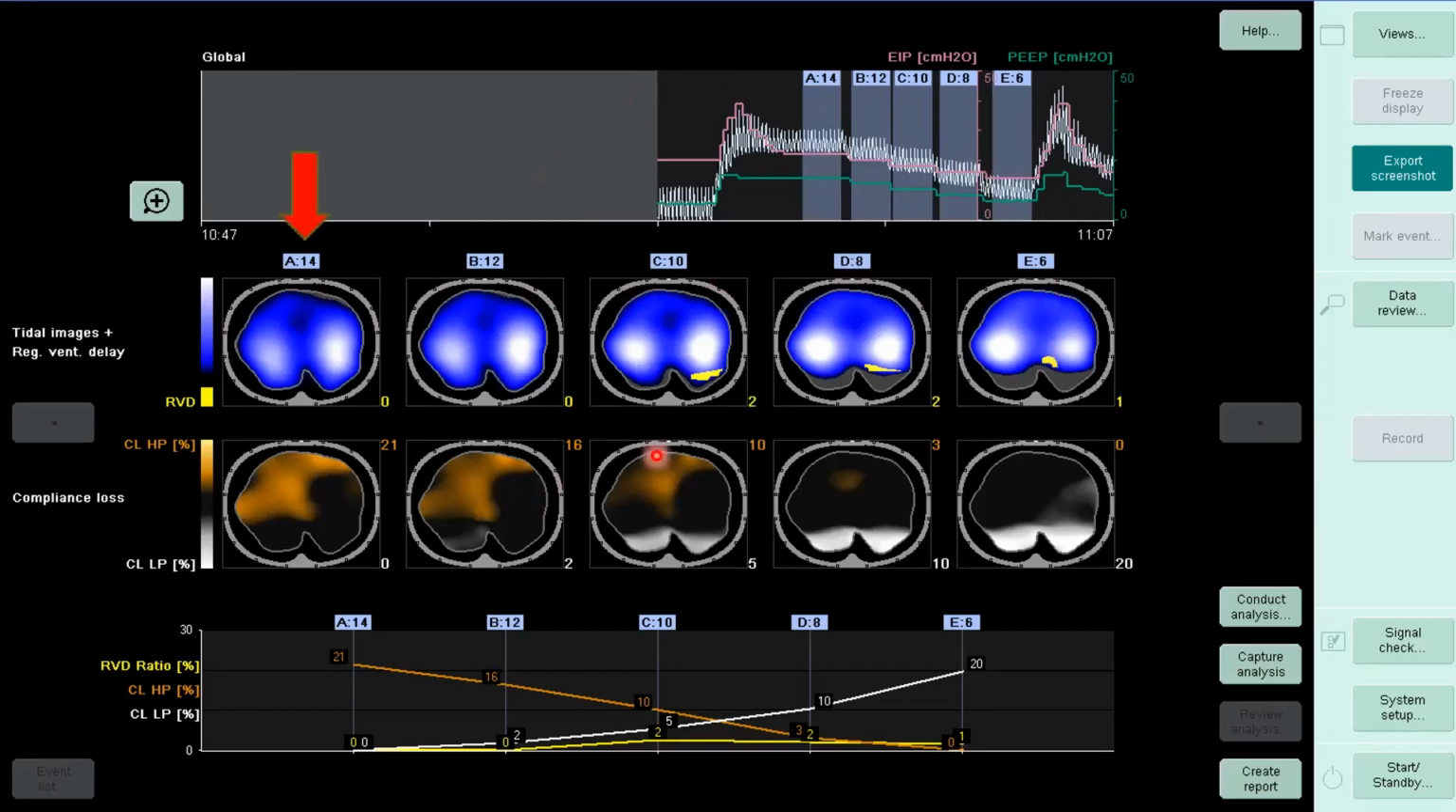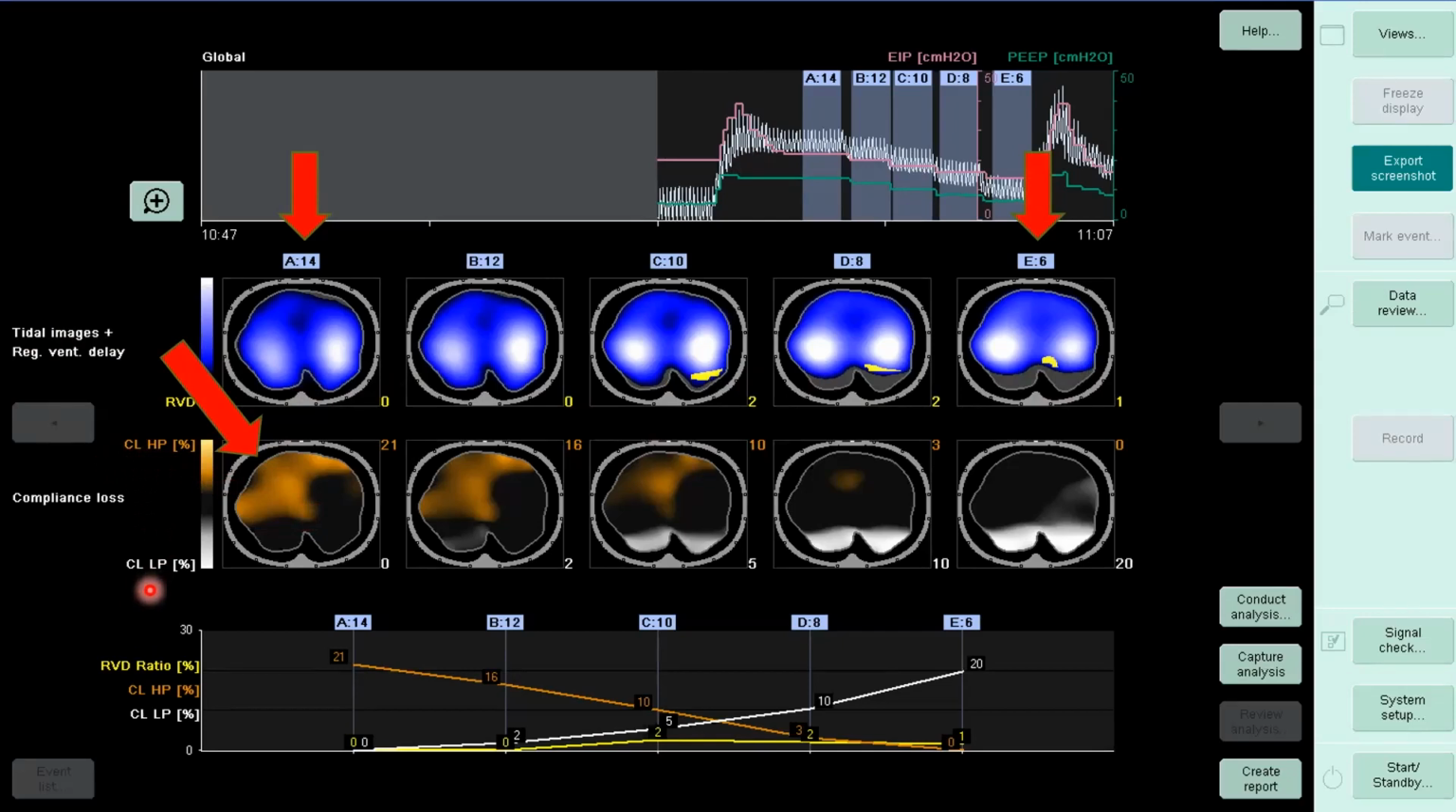Over here is 14, and we go all the way down to a PEEP of 6. We see the tidal images that we recognize over here. Remember the loss in the dorsal region. We see that we recruited at 14. Over here, the orange represents a loss in compliance. CLHP means compliance lost on the higher PEEPs, and CLLP, compliance lost on the lower PEEP.